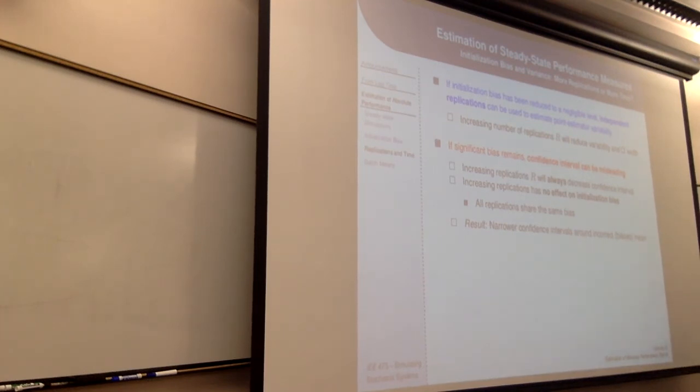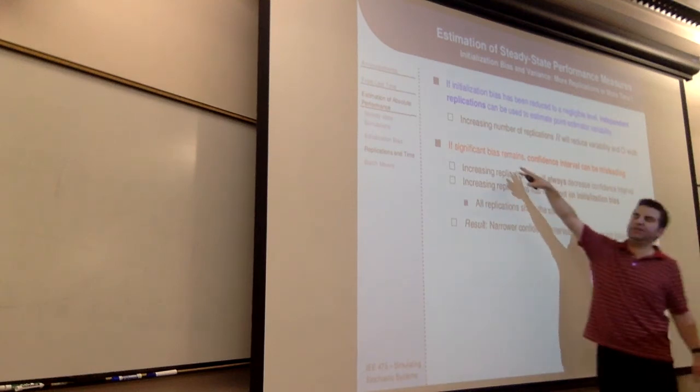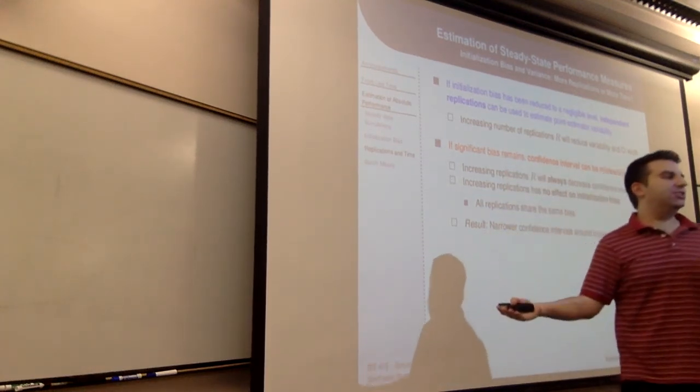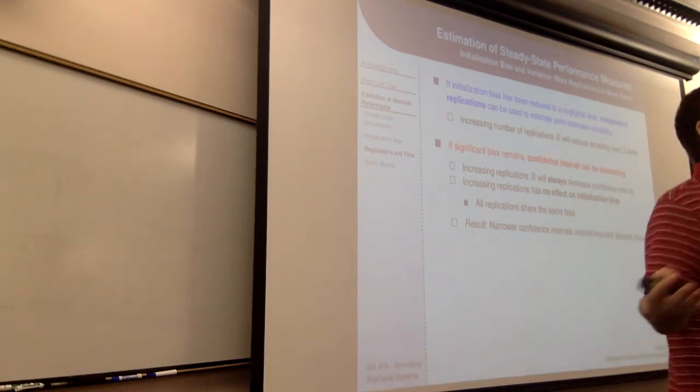there are some caveats. If you do choose the warm-up and initialization bias has been removed completely, then now all that's left is choosing your number of replications to bring your confidence intervals down. And that's great. But if you still have significant bias remaining, some people think, well, I'll just run more replications, and that will make my output performance better.